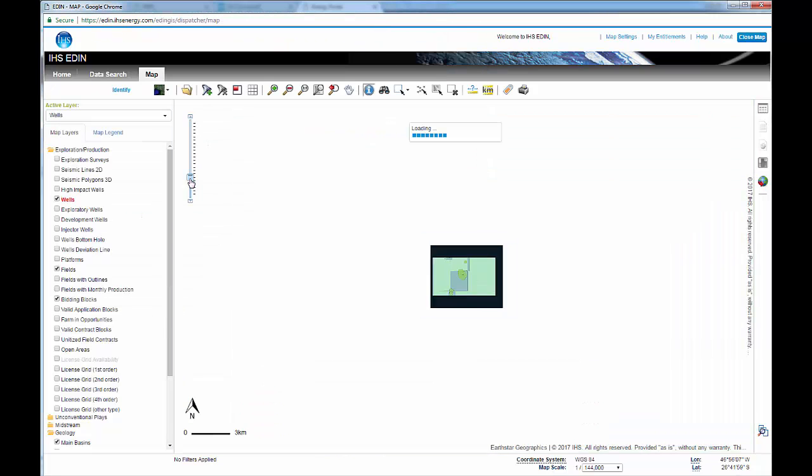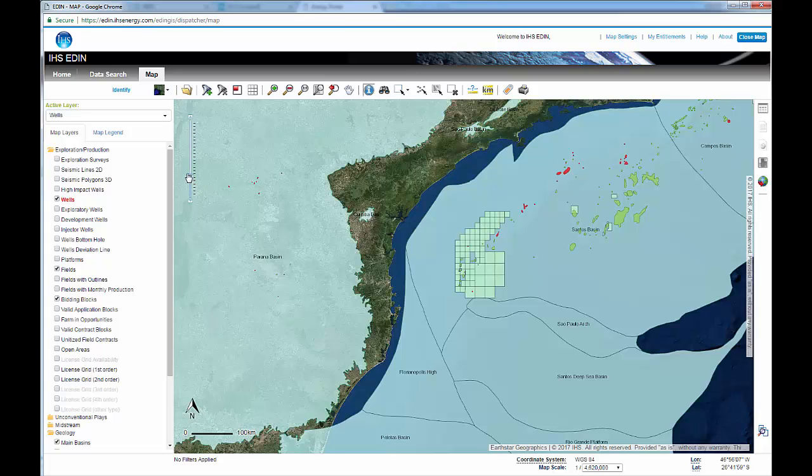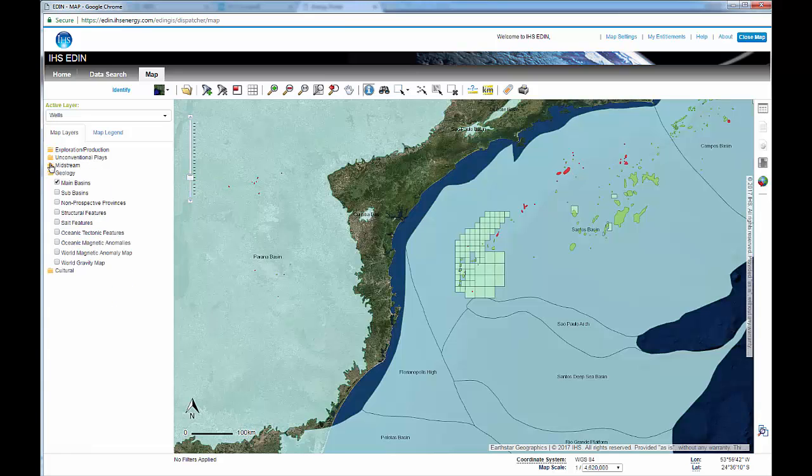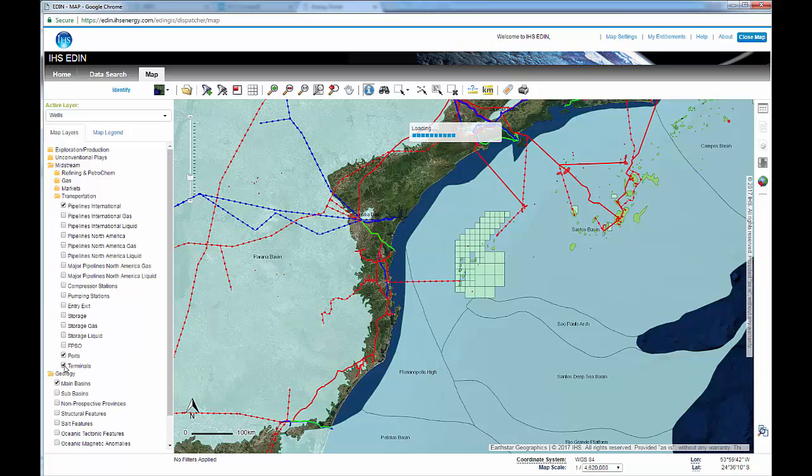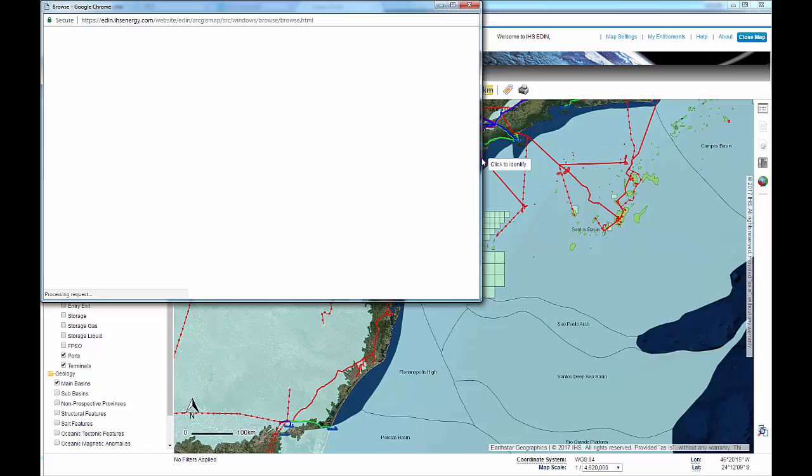Adding midstream layers provides the team a comprehensive view of transport infrastructure and export facilities, enabling an early view on how difficult or easy it might be to bring production on stream. Capacities are available also, offering the opportunity to assess spare capacity in many pipelines.